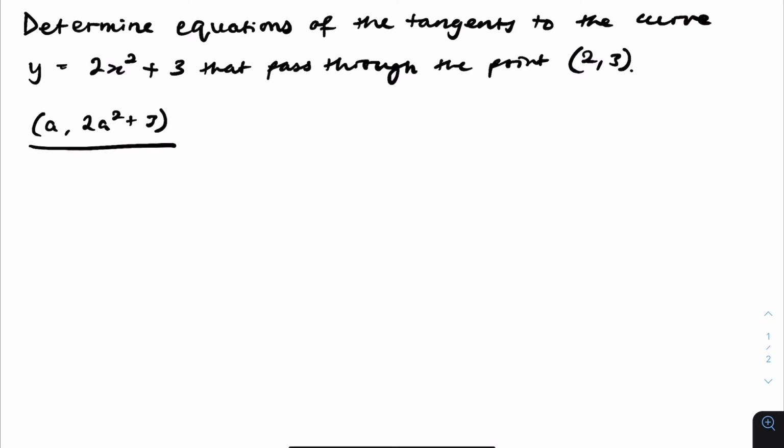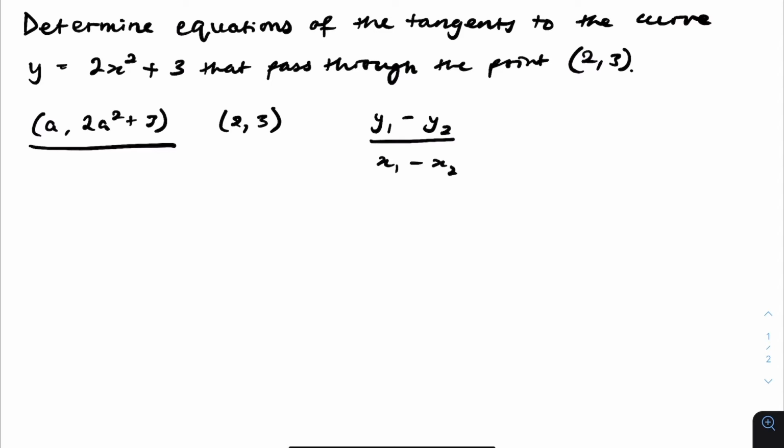And they've given us another point that's on the tangent, which is (2, 3). You might be wondering, well, this isn't on the curve, so why is it important? It's because we're trying to find the equation of the tangent, not the equation of the curve, which is already given to us. Since the tangent in this case is a straight line, we can use the gradient formula of a tangent. The gradient formula is y1 minus y2 over x1 minus x2.